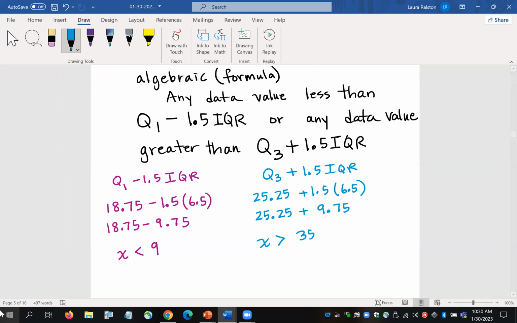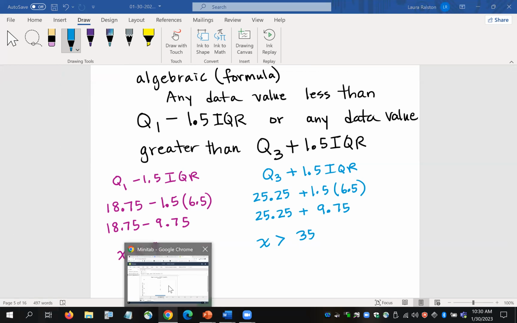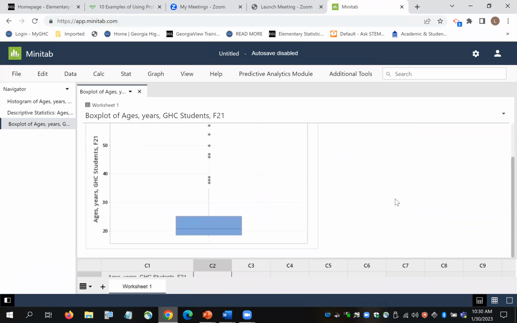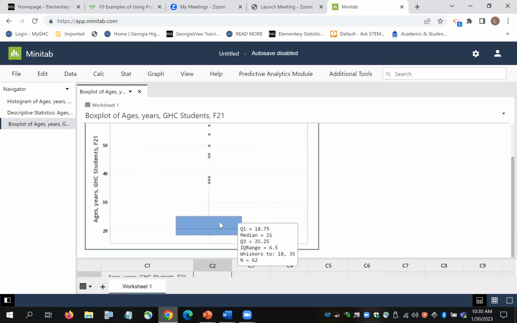So that's why when you look at this box plot and hover over the blue rectangle, it tells you that the whisker is from 18, which is your minimum, to 35. The 35 is the limit of where your outliers would begin.